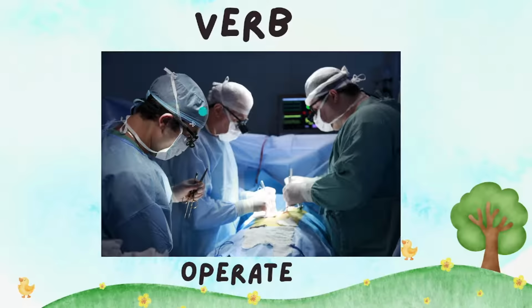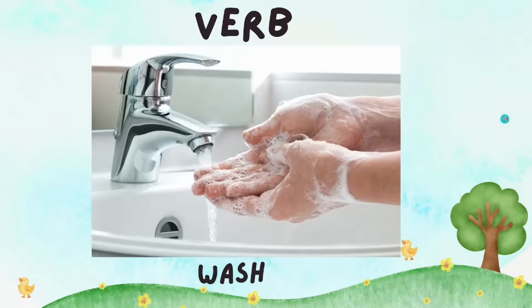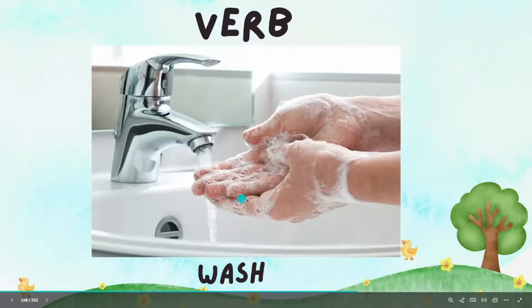The doctors are doing something. They operate on a patient. Okay? They operate. That is already a verb. Okay? They're doing something to their patient. Okay? Now, next. Yeah, all of us do this one. We wash before and after eating. Okay, we wash our hands. Okay, so wash. This is an action, a verb. Alright?